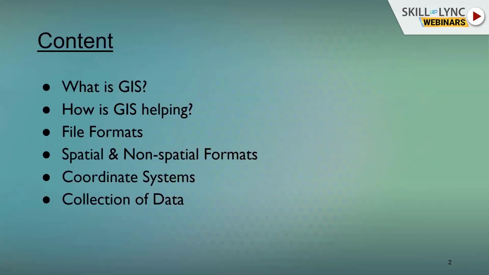So let's begin with the content, what it is all about. First of all, I've been told that you are from the civil engineering department, so most of you must be somewhat aware of what this technology, GIS and remote sensing, is all about. But because it's an initial session on GIS and remote sensing, I'll be starting from scratch for all of you.